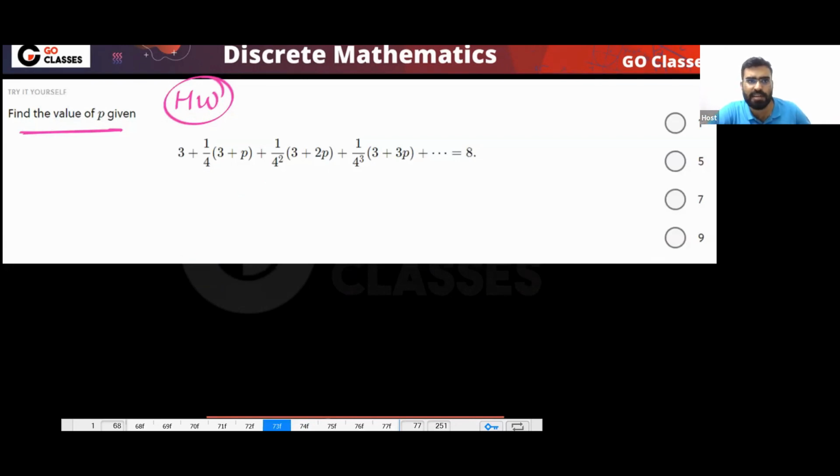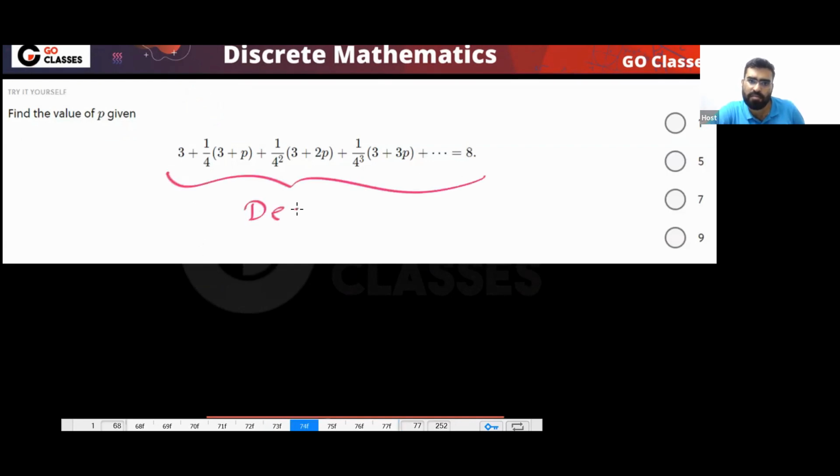Is this already in the desired format? If this is in the desired format, then tell me. You can directly tell me the answer. This is already in the desired format.